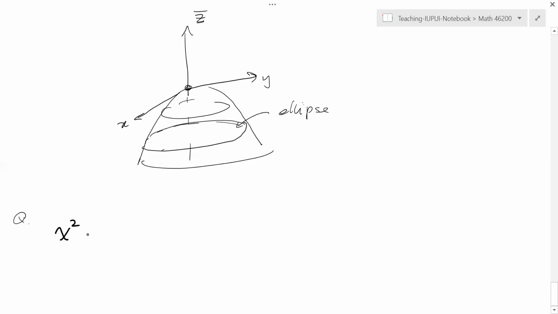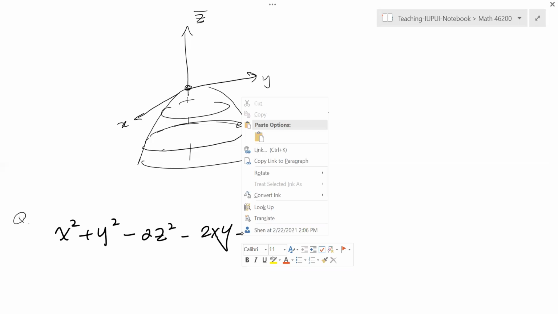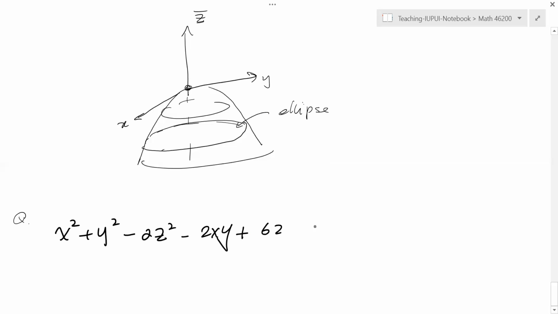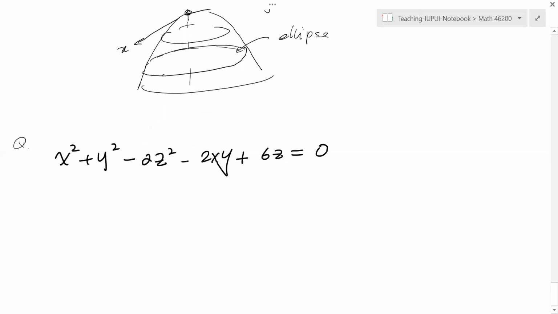X squared is better. Y squared minus 2z squared minus 2xy plus 6z equals 0. Let's take a look at this equation, okay? Now, how much can we simplify? I think we already finished the, no, we haven't finished this part.